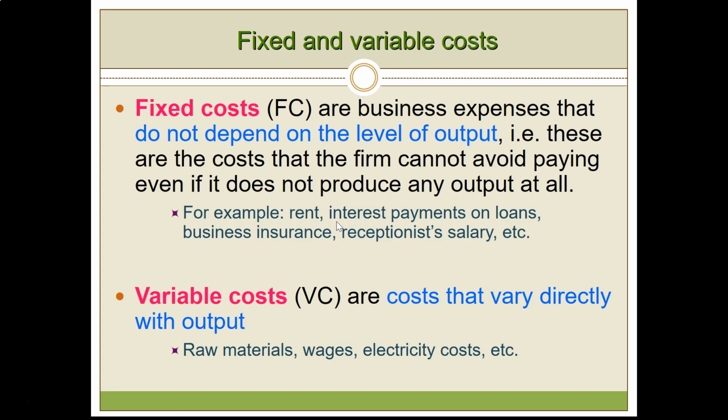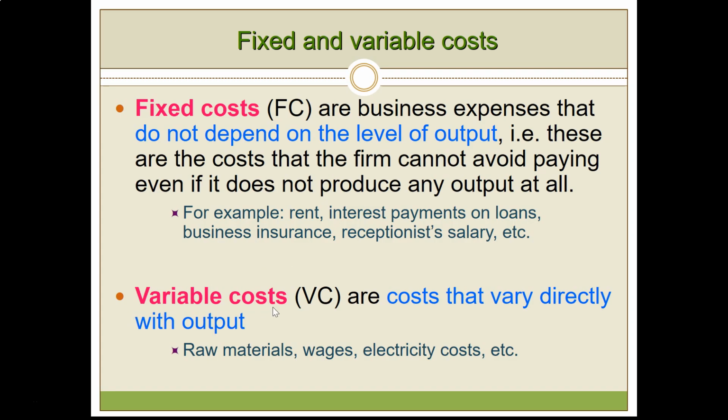Or similarly, you cannot avoid paying interest payments on your loans. If you've taken a business loan, again, the bank won't care what sort of profit you are making or how many units you've managed to produce, whether you operate on a large scale or small scale. Interest payments will be fixed regardless of your output level. Or your receptionist salary, again, the person really is not interested in how successful you are as a business. You will need to pay this regardless. This is the first type of costs.